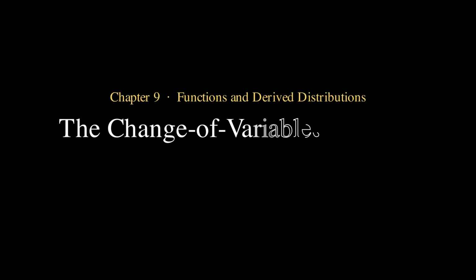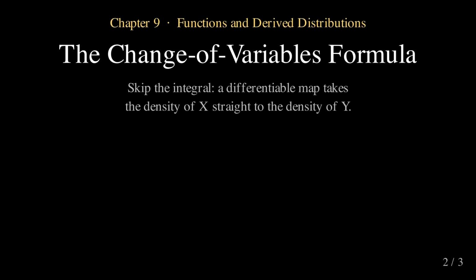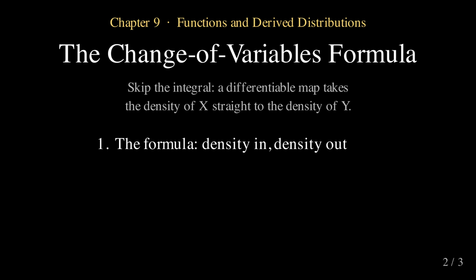Last video, we derived distributions the long way. Chase the event, integrate to a CDF, then differentiate. This video adds a single assumption, differentiability, and the integral disappears entirely. First, we build the change of variables formula, which takes the density of x straight to the density of y, and see why the slope of g is the exchange rate between the two axes.